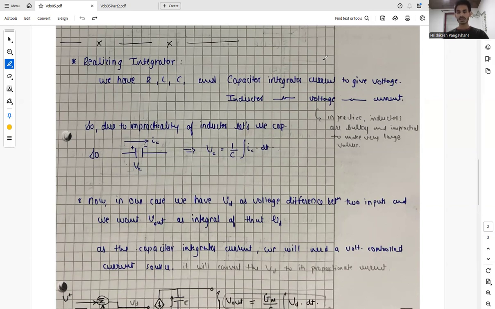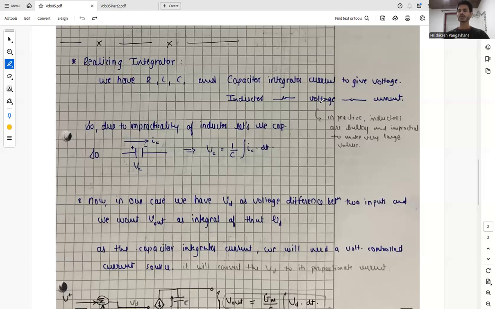Basically, the behavior of a capacitor is to integrate the current across it and give voltage as the output of the integrated current, and in inductors the voltage is integrated and the output is given in the form of current, which is an integrated version of the voltage applied across the inductor. In practice, inductors are bulky and impractical to make, due to the very large values we require, so it is not practical to use an inductor, and thus, let's use a capacitor.